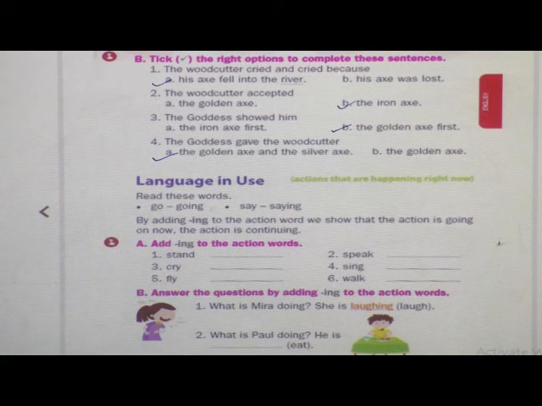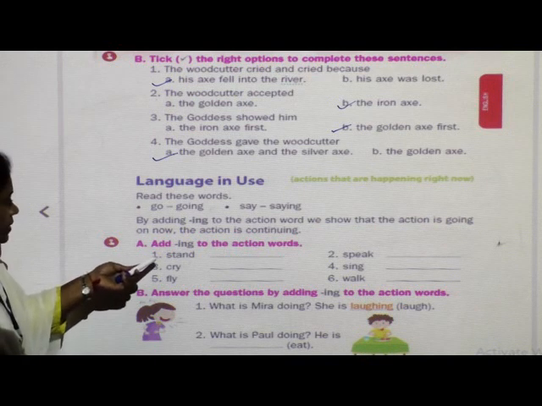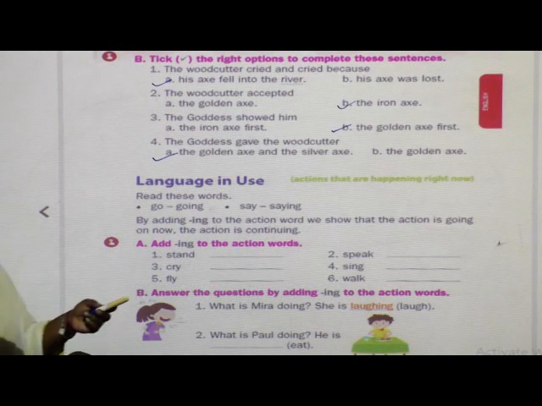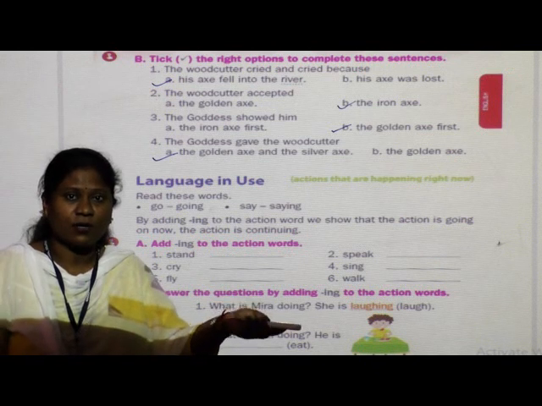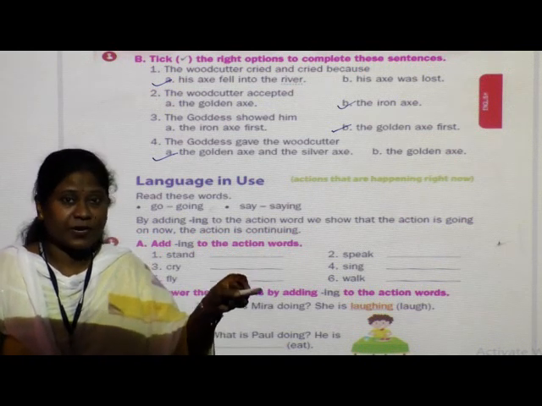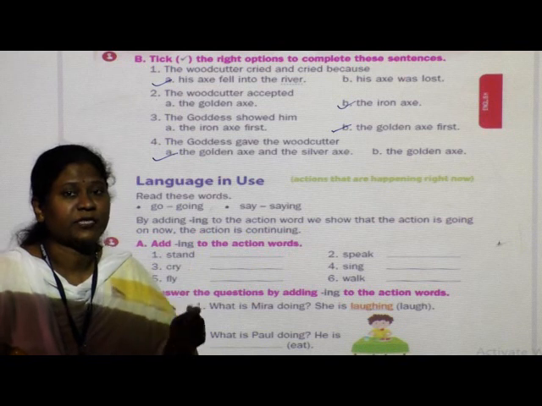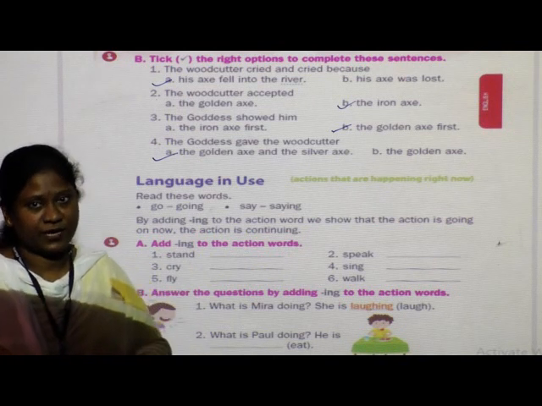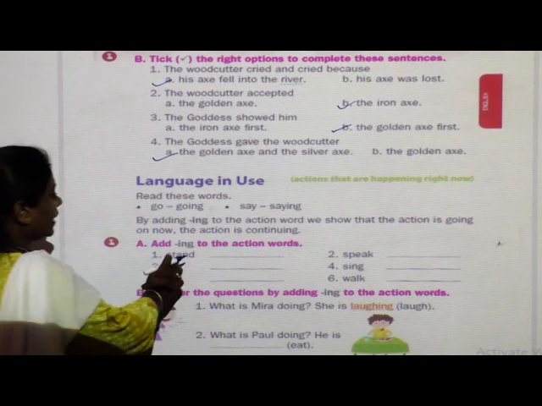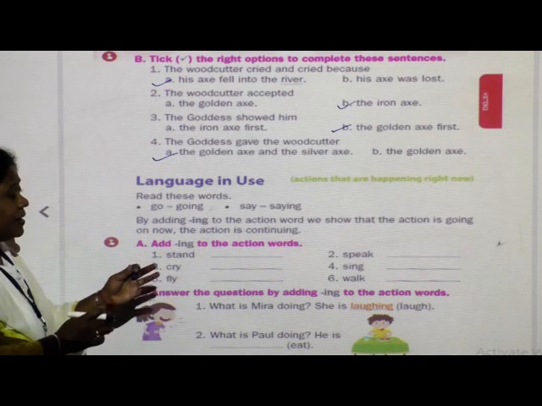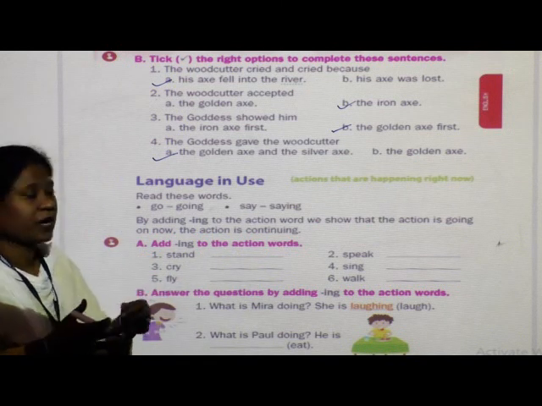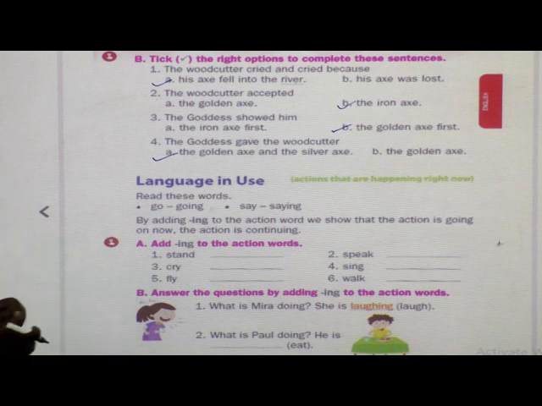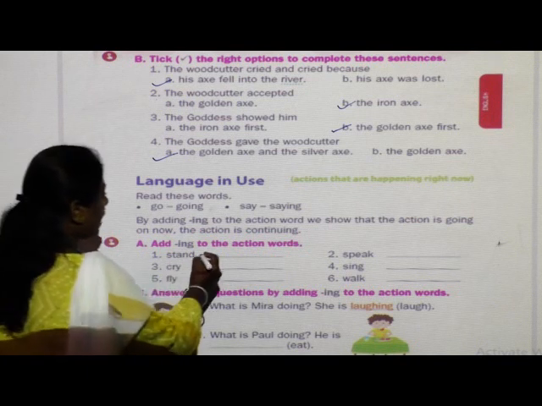Here, what you have to do? The action is going on now. For example, stand. He is standing on the bench. Why? Because he is standing on the bench. That is a present tense. Okay? Stand, standing. That action word, you have to do it now in the continuous form. Stand, standing.